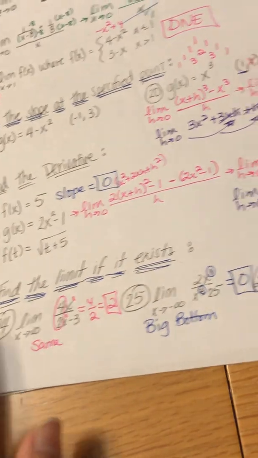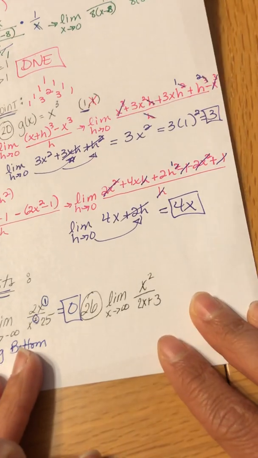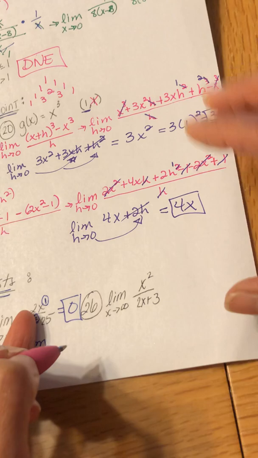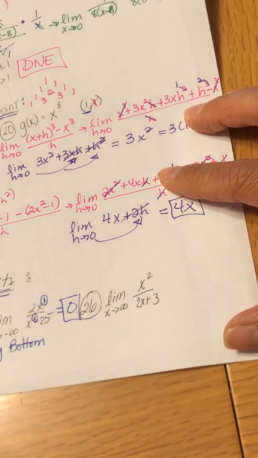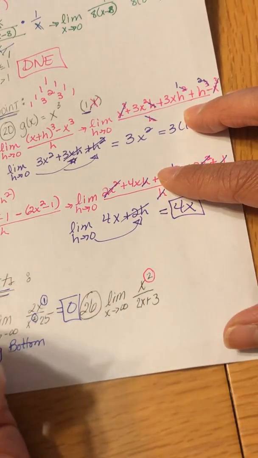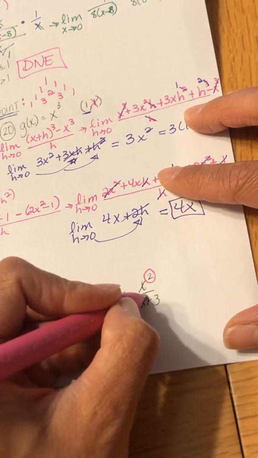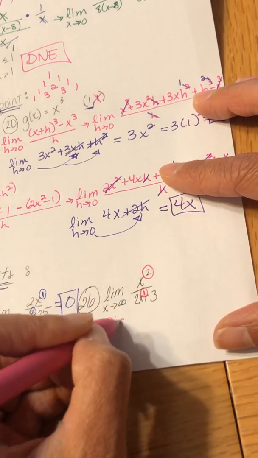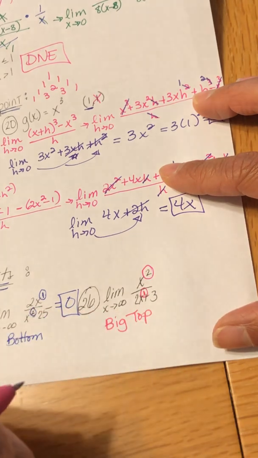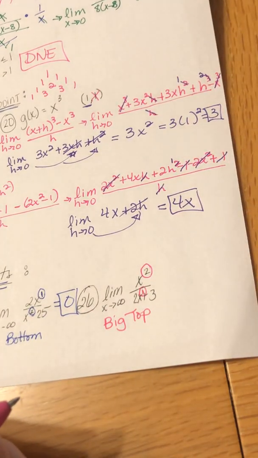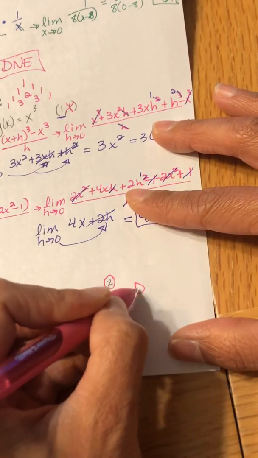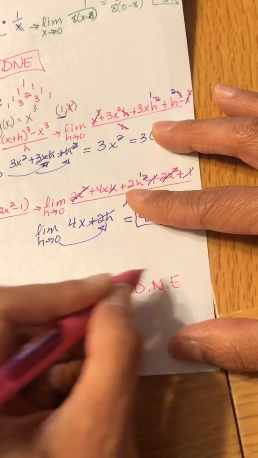That was 24. For 26, the limit as x approaches infinity of x squared over 2x plus 3. The degree of the numerator is a 2. The degree of the denominator is a 1. So we have a big top. So that's the same as Buzz Lightyear. He's top heavy, and he goes to infinity and beyond. So that means that the limit does not exist, DNE.